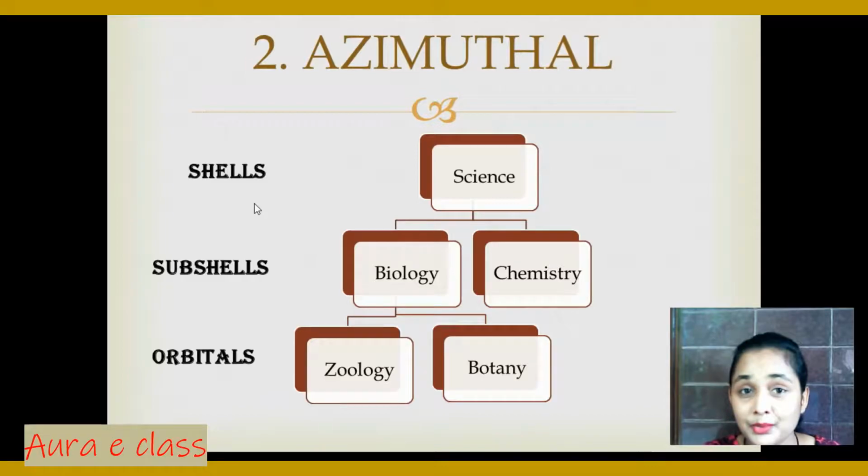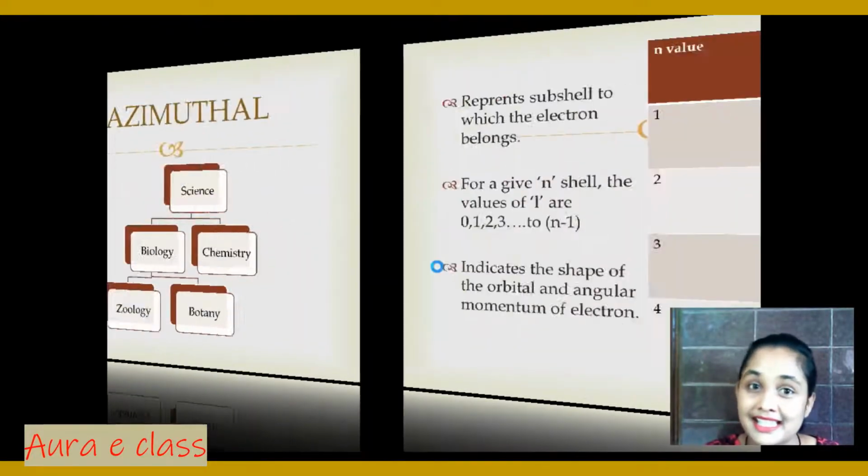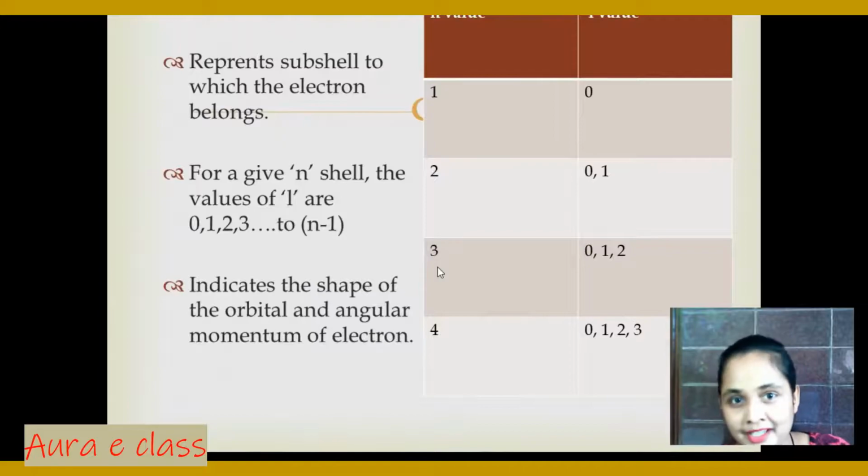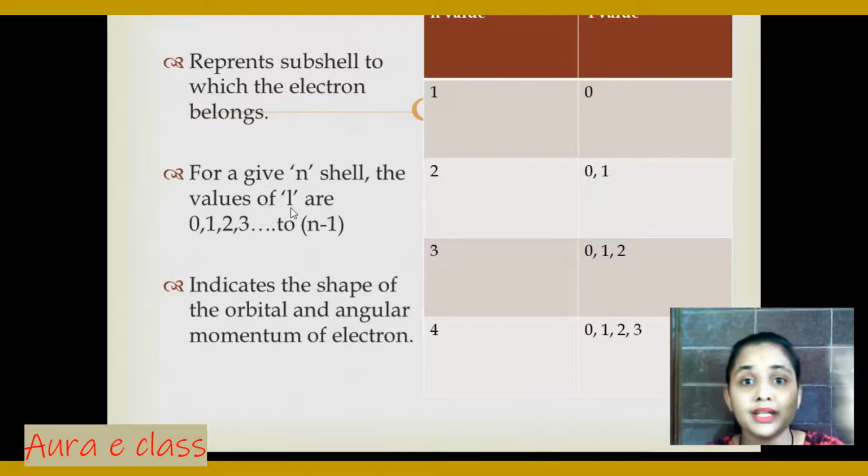So we are done with shells. We studied principal quantum numbers. Next, we are going to study the azimuthal quantum number. So let's see what the azimuthal quantum number is. If you can remember from the first slide, I had told you that the azimuthal quantum number is represented by the letter L. Now you have learned how to calculate the principal quantum number. Now how do you calculate this azimuthal quantum number?